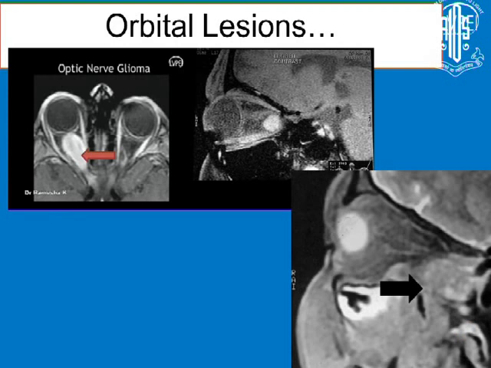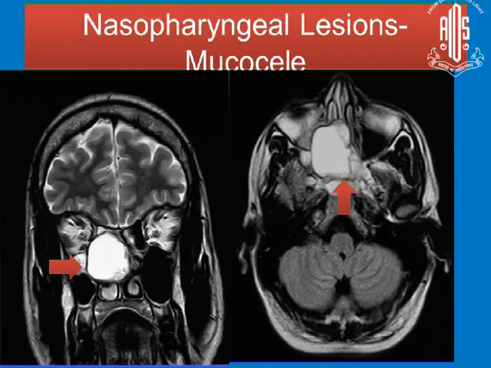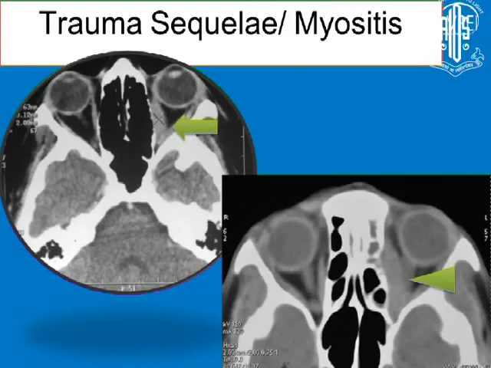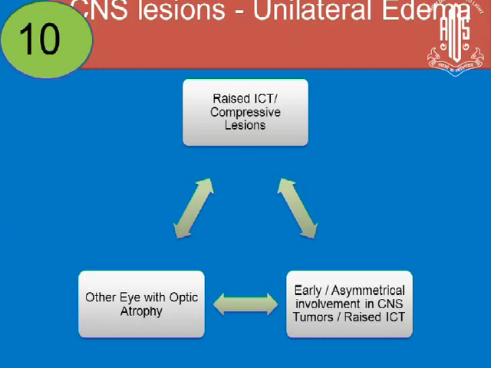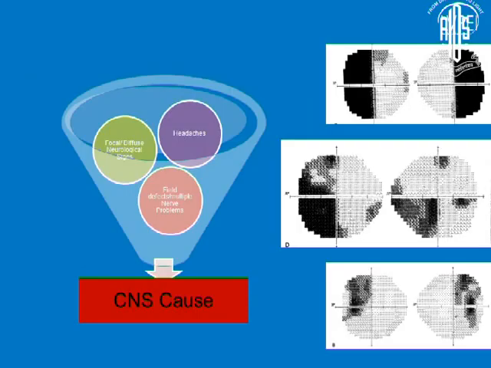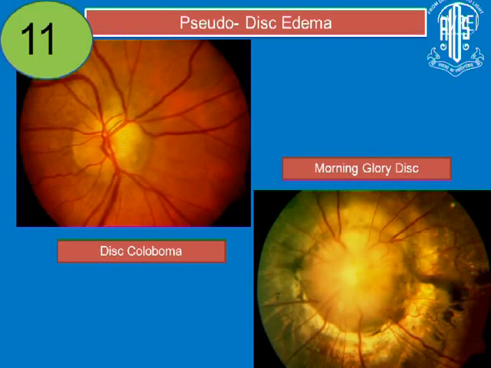So neuroimaging and orbital imaging is very useful in these patients, and we can pick up patients having tumors close to the orbital apex, and sometimes metastatic malignancy migrating into the optic nerve apex. Very rarely, a mucocele or sinus lesion may be diagnosed causing a unilateral disc edema, and there can also be traumatic sequelae or myositis. So these are the main causes of unilateral disc edema. Very rarely it may be because of some of the CNS causes if it's presenting early, and pseudo disc edema may be one of the causes.